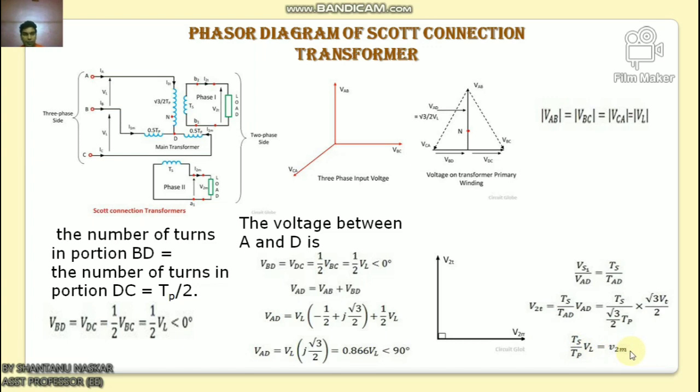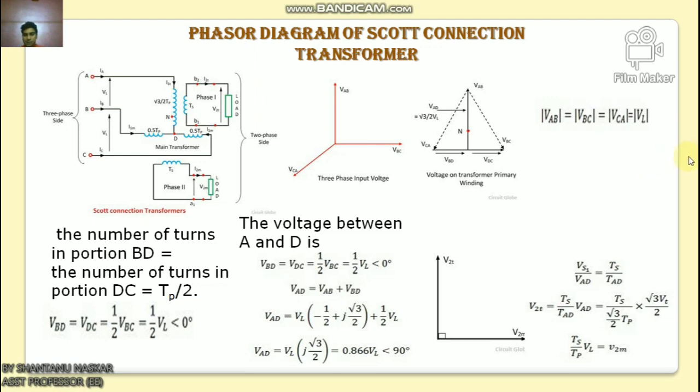So for keeping the voltage per turn the same in the primary of the main transformer and the primary of the teaser transformer, the number of turns in the primary of the teaser transformer should be equal to root 3 by 2 TP. Thus the secondaries of both transformers would have equal voltage rating. V2T and V2M are equal in magnitude and 90 degrees apart in time. They result in a balanced two-phase system.